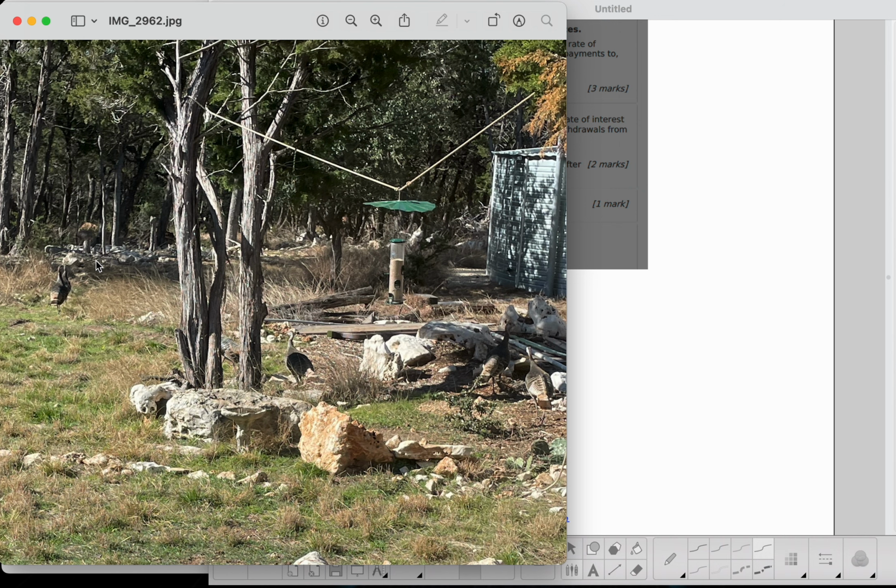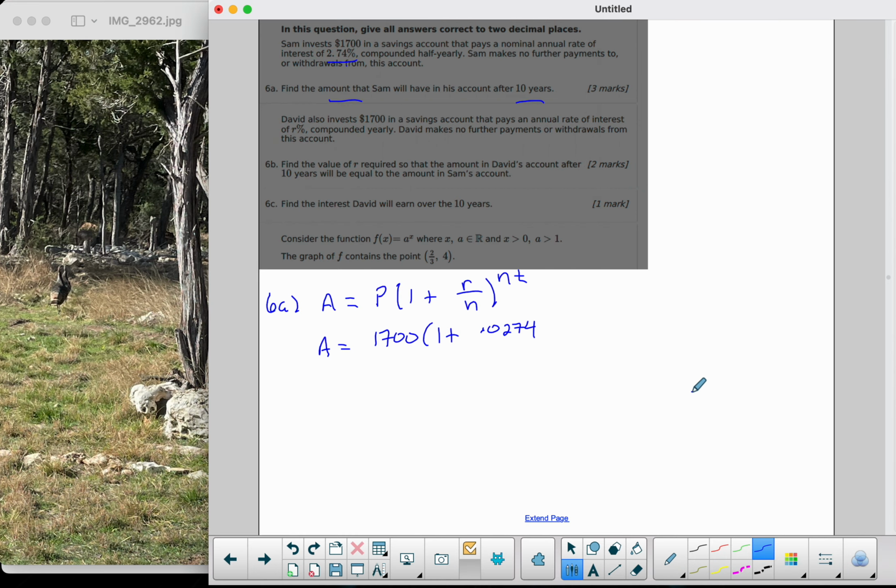Okay, sorry, all excited. Okay, here we go. Back to this. So plus 0.0274 over n, and it's compounded half yearly, so that's over 2, to the power n times t, so that's 2 times 10, since they said after 10 years. On my calculator, I'd probably just leave this alone because we can put it in nicely, and I'd probably only change that, but that's totally up to you. All right, let's get those turkeys out of here.